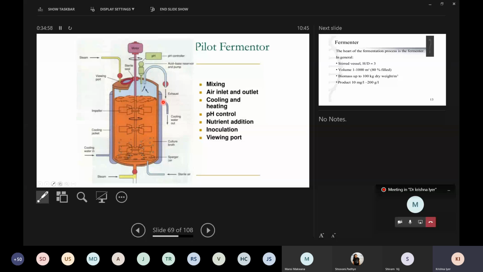Typically, somewhere in this liquid there'll be a probe for monitoring pH, a probe for monitoring temperature, another probe for monitoring oxygen, and there might be a probe up here for monitoring whether foaming is occurring. All these will be attached to control systems so that you can add acid, alkali, or foaming agent.